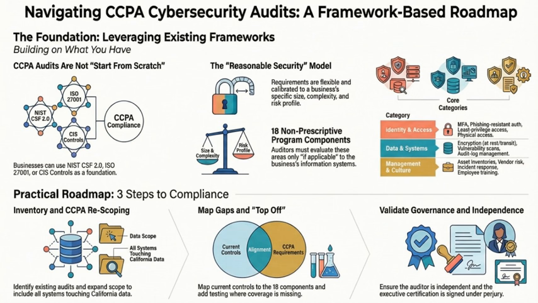Which leads right into step 3, mapping that scope to the 18 components to find the gaps and topping off. And step 4, ensuring independence and gathering evidence. Here's where it gets really interesting. Evidence. Traditional compliance artifacts aren't going to cut it anymore, right?